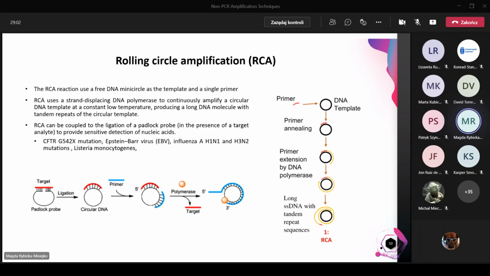Another interesting method is rolling circle amplification. This method uses strand displacing DNA polymerase to continuously amplify a circular DNA template at a constant low temperature, producing a long DNA molecule with tandem repeats of the circular template.